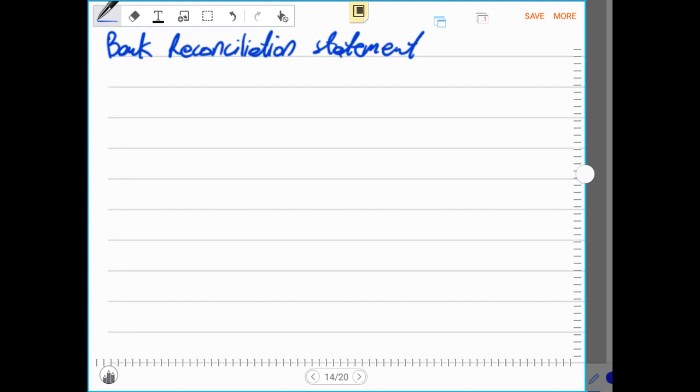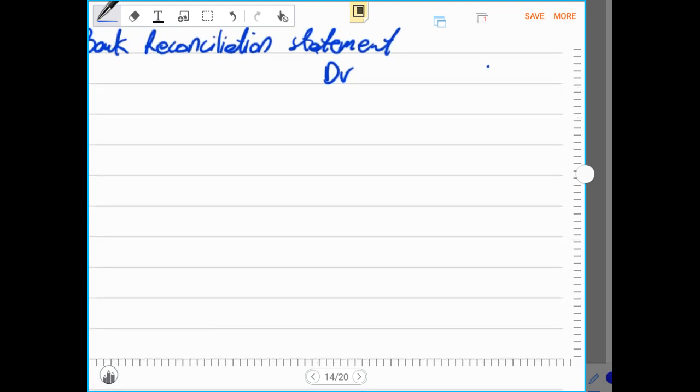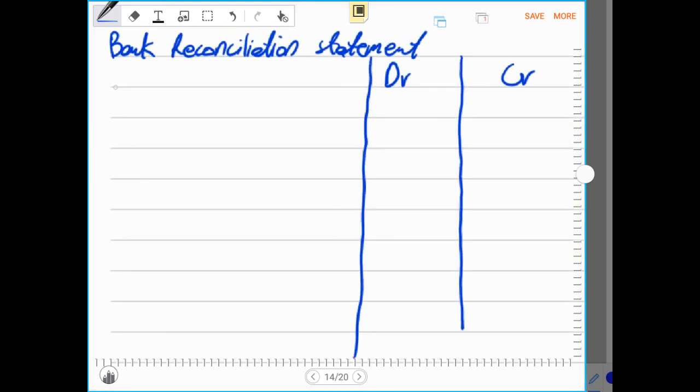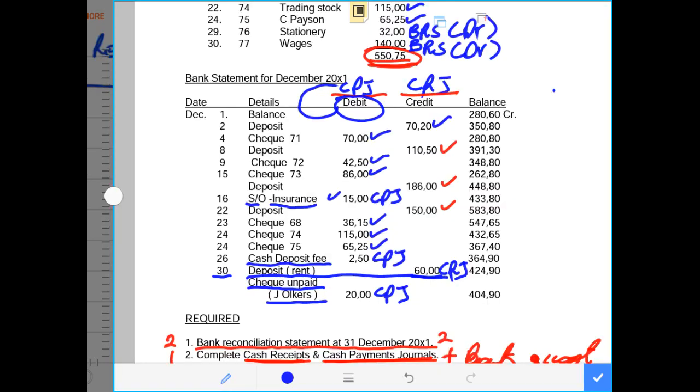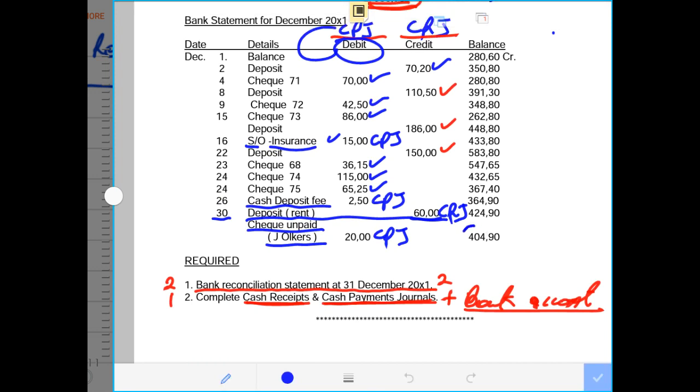In our bank reconciliation statement, as I said to you, there is a debit side and there is also a credit side. After we have recorded the debit side and the credit side, preferably draw the lines in between. Then we start with the opening balance. In the bank reconciliation statement, the balance that we start with is the balance at the end of your bank statement, at all times.